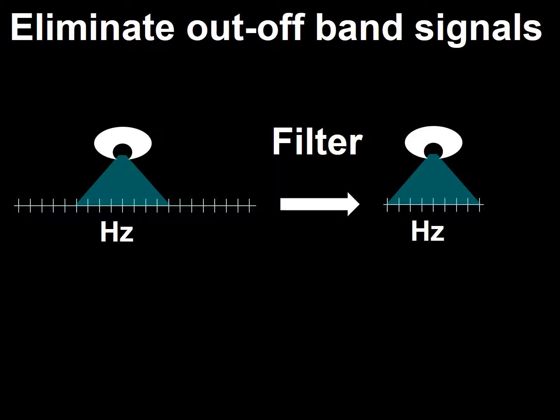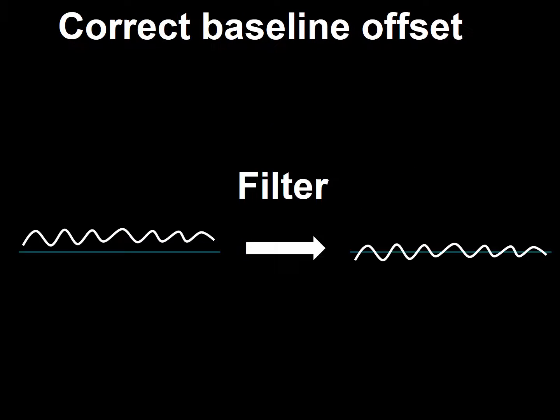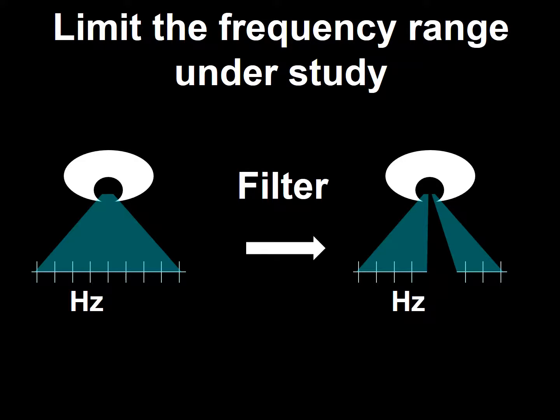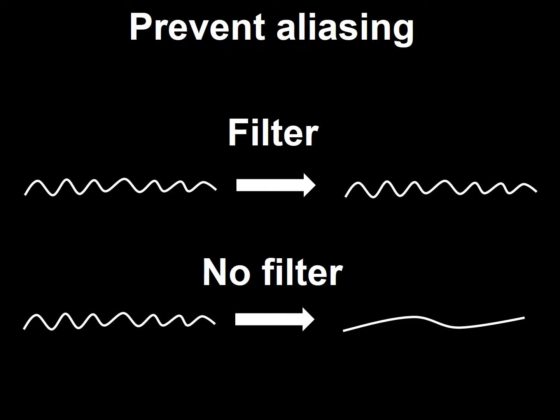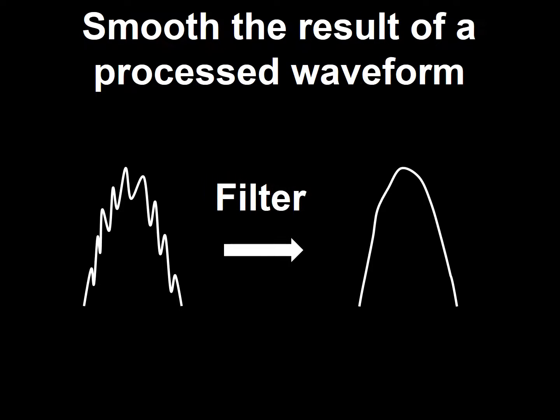to eliminate out-of-band signals that, if allowed to go through the circuit of the equipment, would block further processing, to correct baseline offsets, to limit the frequency range under study, to prevent aliasing prior to analog to digital conversion, and to smooth the result of a processed waveform.